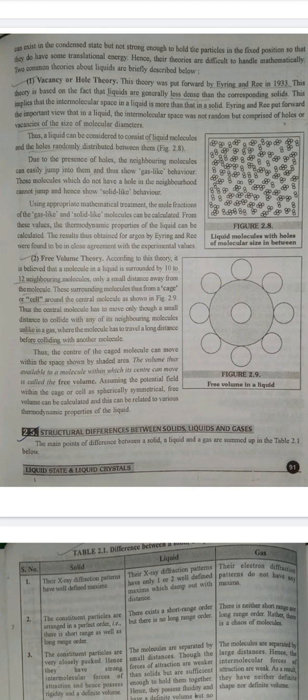The volume thus available to a molecule within which its center can move is called the free volume. Assuming the potential field within the cage or cell is spherically symmetrical, free volume can be calculated, and this can be related to various thermodynamic properties of the liquid.